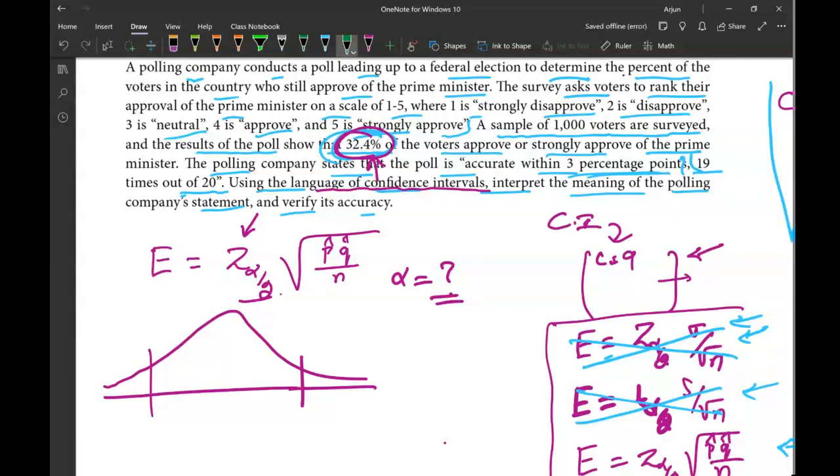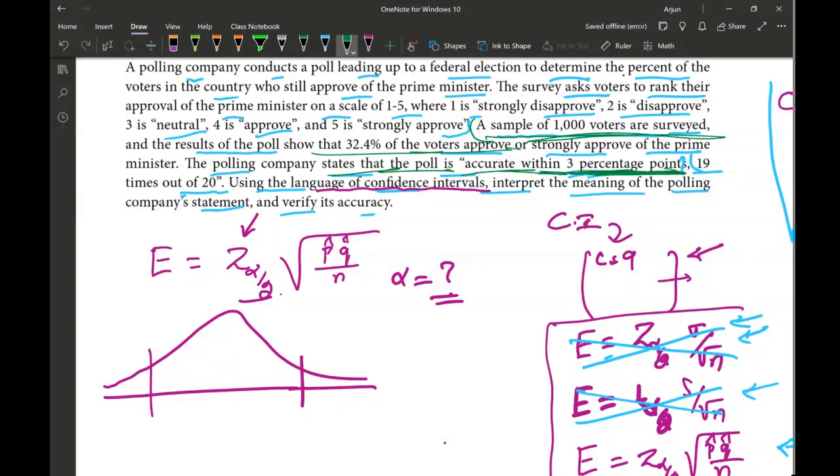So let's read this line. This line is giving me the information about the sample size. And the next line, let's see what is given to me. The polling company states that the poll is accurate within 3%. So 3 percentage points, that information is given to me.